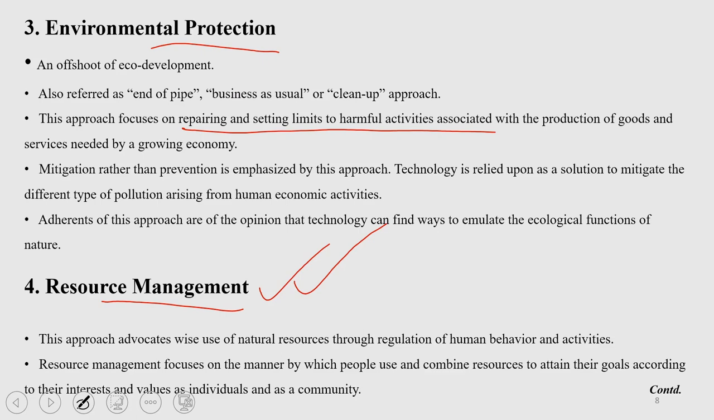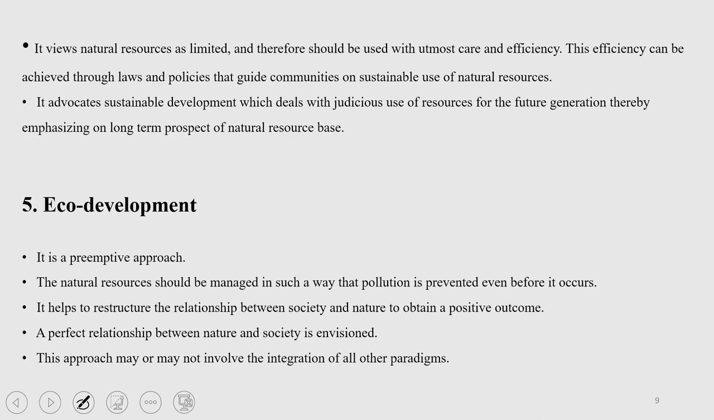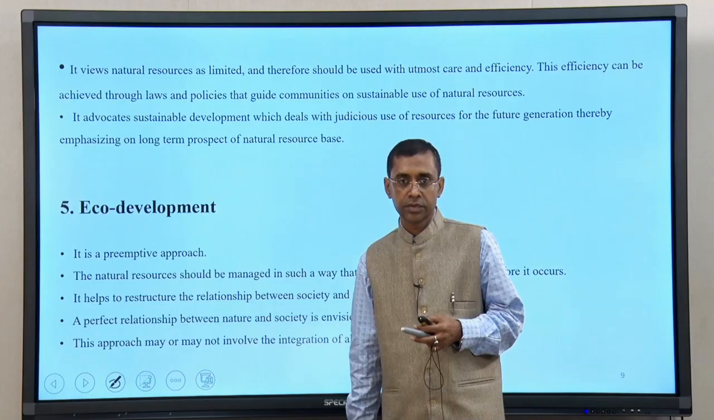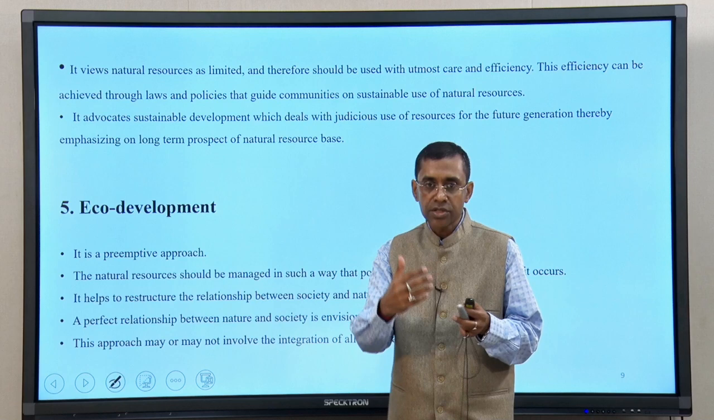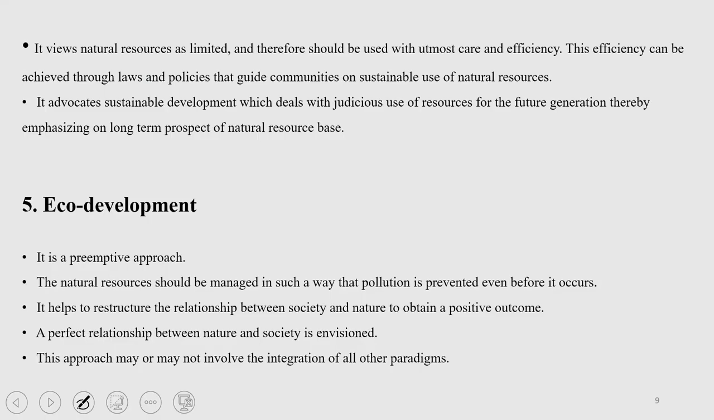The last paradigm is eco-development. The eco-development approach is a preemptive approach. Here the natural resources should be managed in such a way that pollution is prevented even before it occurs. An anticipatory approach.